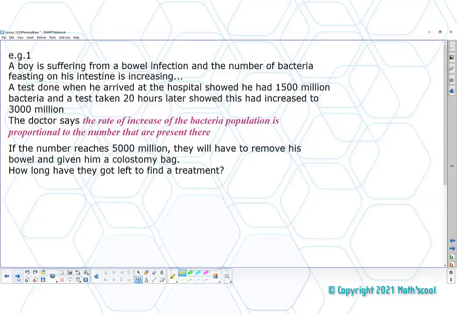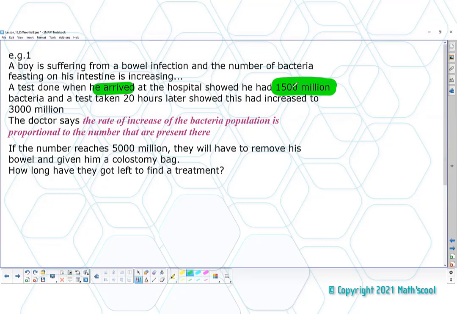Okay, so we're coming back to the first question, and now we've got some numbers to put in. On your sheet, these numbers weren't in there. So it's the same situation. The boy has got a bowel infection and some stuff is going on. But now we're told some numbers. We're told a test done when he arrived at the hospital showed that he had 1,500 million.